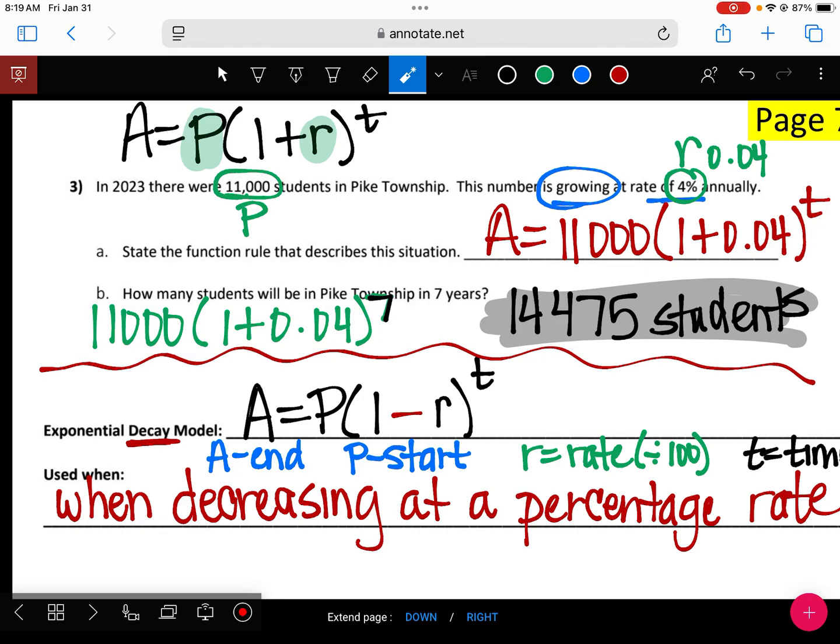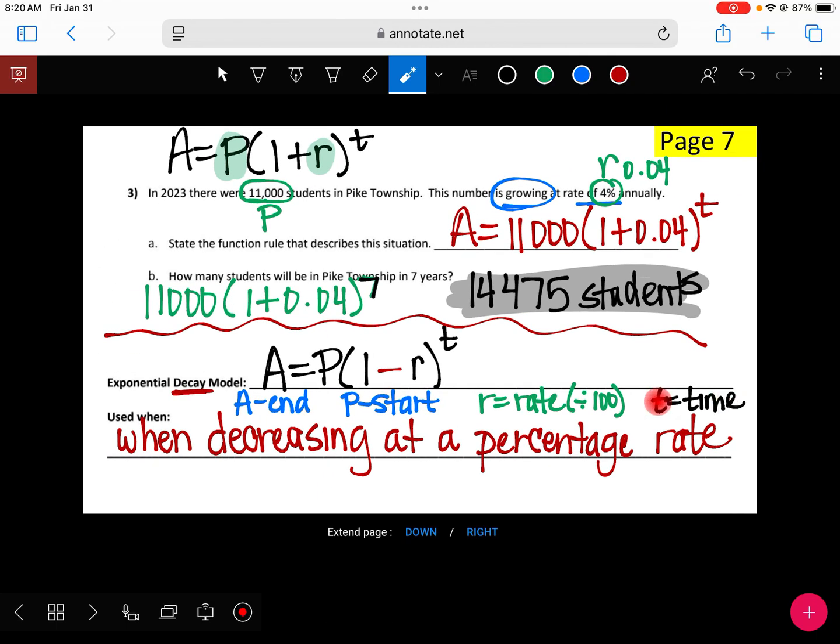What'd you say, Juan? We put a minus sign now. So whenever it's going down or decreasing, we change the plus to a minus. A is still your ending amount. P is your starting amount. R is your percentage rate. And you always divide that percent by 100. And T is time.